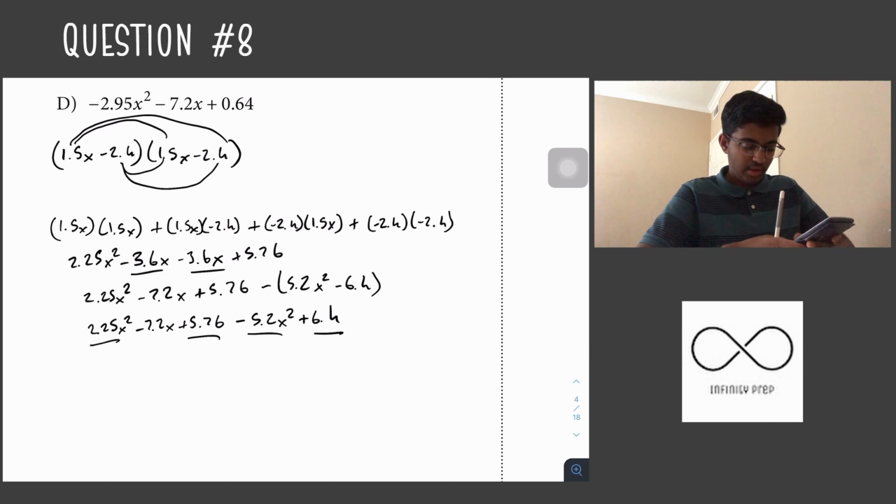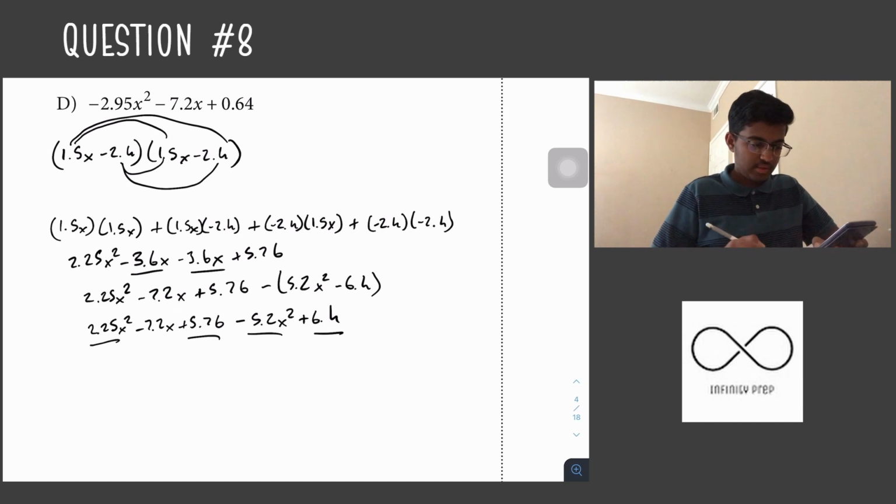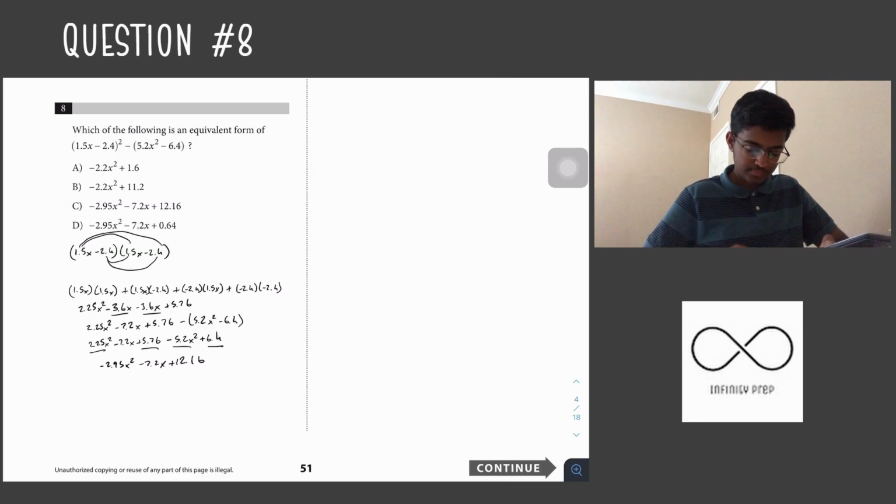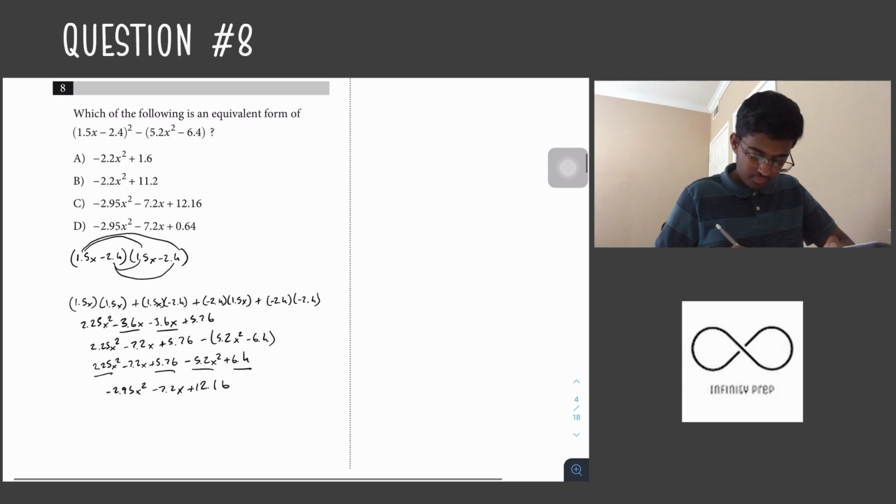So 2.25x squared minus 5.2x squared is negative 2.95x squared, and then negative 7.2x, and we can do 5.76 plus 6.4 to get 12.16. This is our final answer, and this corresponds with answer choice C.